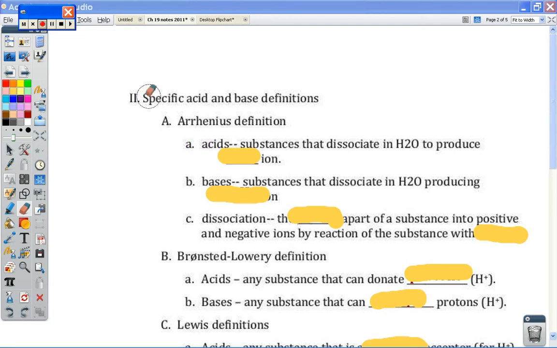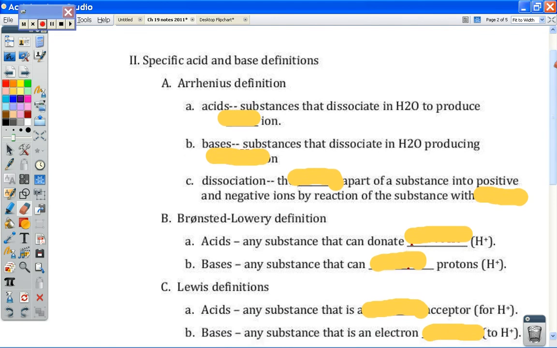Alright, here we are with part 2. And now we're going to get into specifically how we define acid and base. There's 3 different methods for defining it, and we're going to have to use all of them because sometimes acids don't always look like acids, and sometimes they don't always look like bases. And so we need to have these other definitions in order to explain the acid and base properties of other things. So, the first one we're going to get into is the Arrhenius definition.